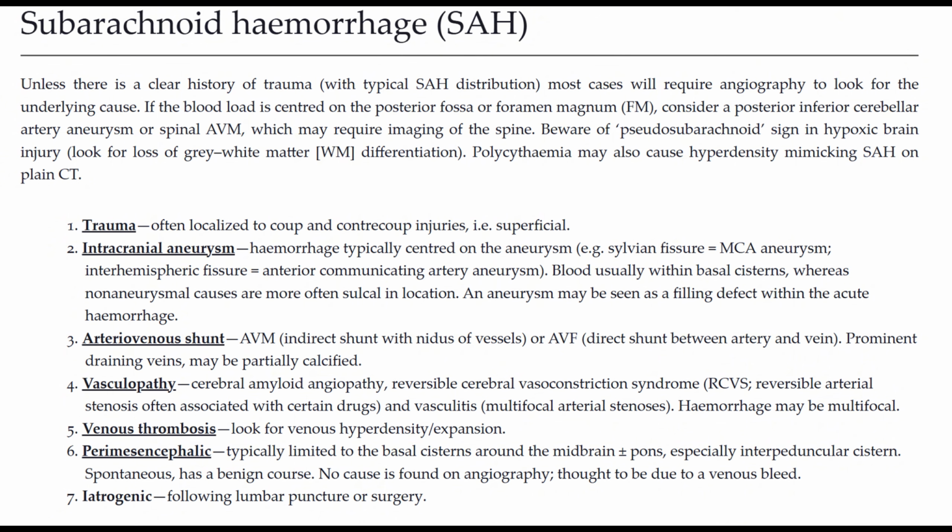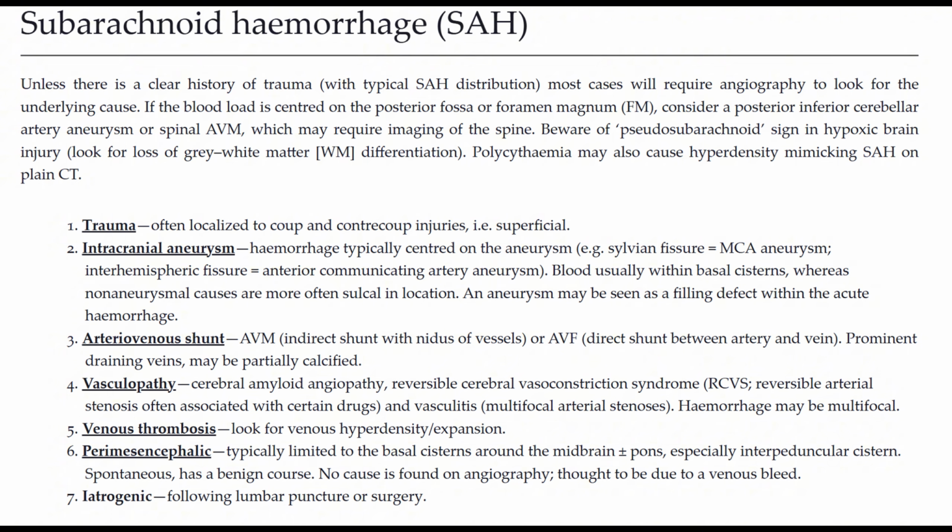Let's now break down the main causes. First, trauma. This usually gives superficial subarachnoid blood, localized to coup or contrecoup sites. It's not diffuse, and the pattern often matches the injury mechanism. Second, intracranial aneurysm, the most common non-traumatic cause.